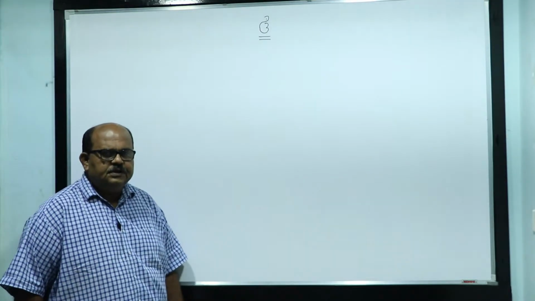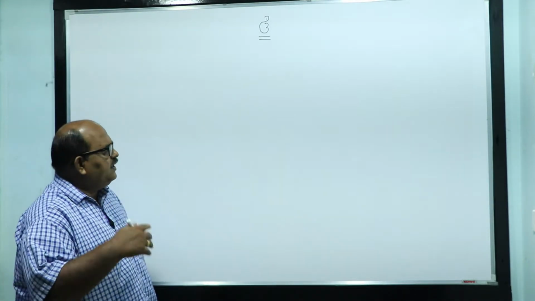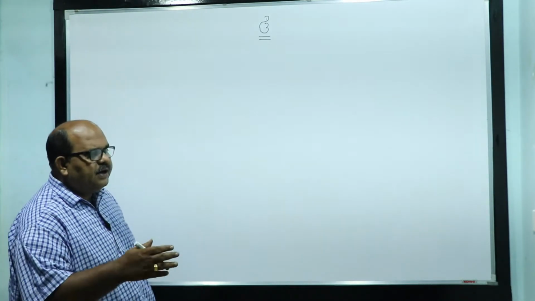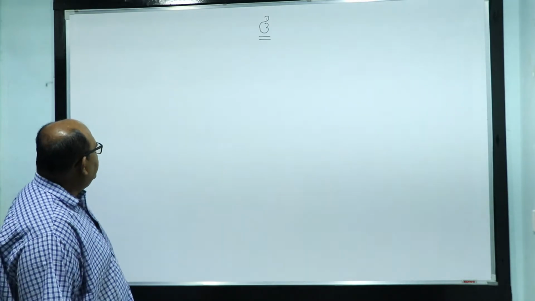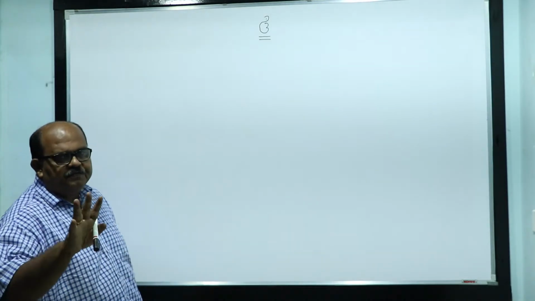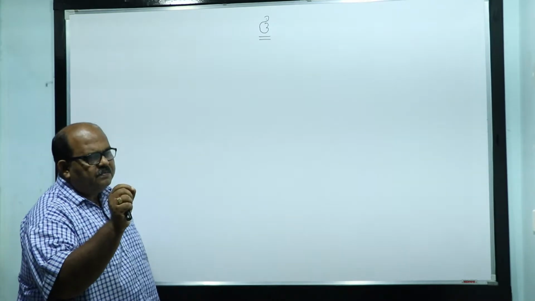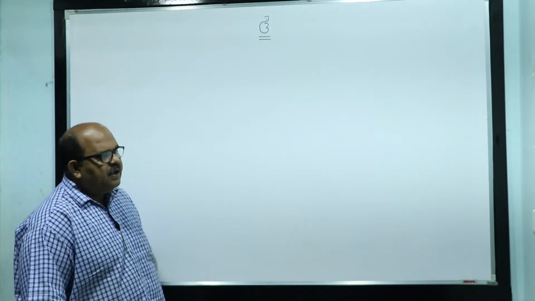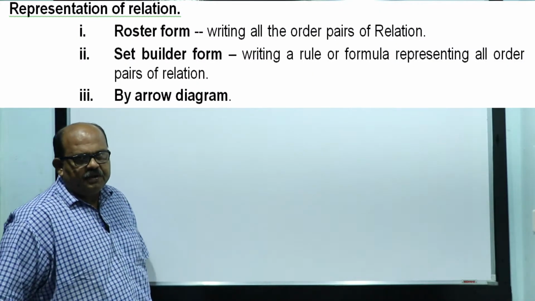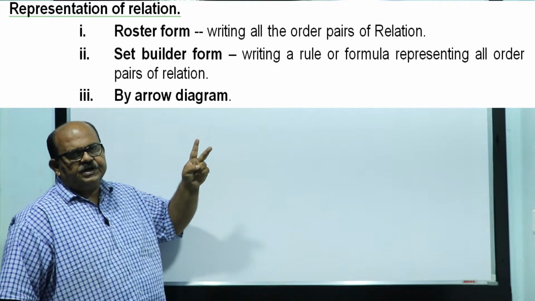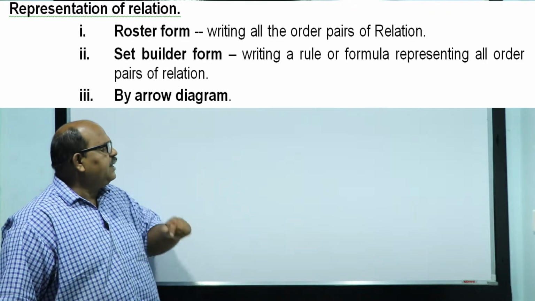Now we will discuss representation of a relation. How is a relation represented? A relation is represented in 3 forms: roster form, set builder form, and arrow diagram. First is roster, second is set builder, then arrow diagram.